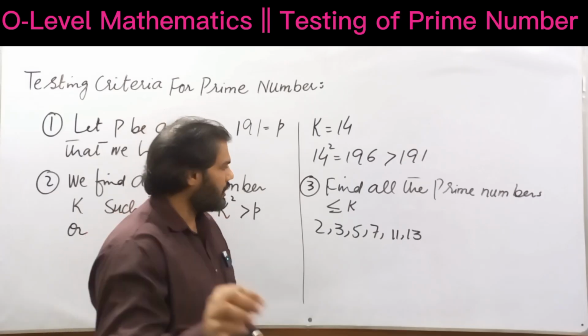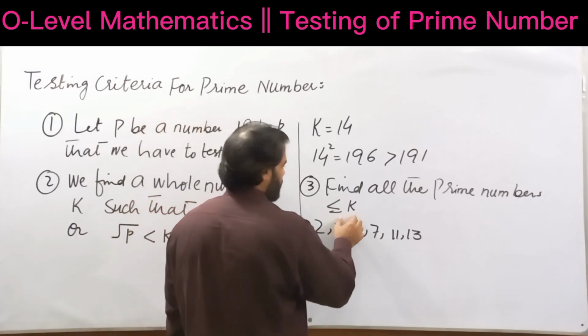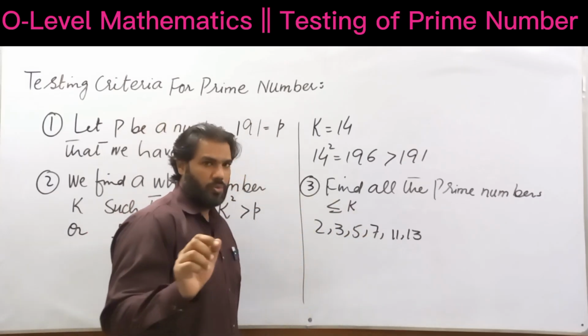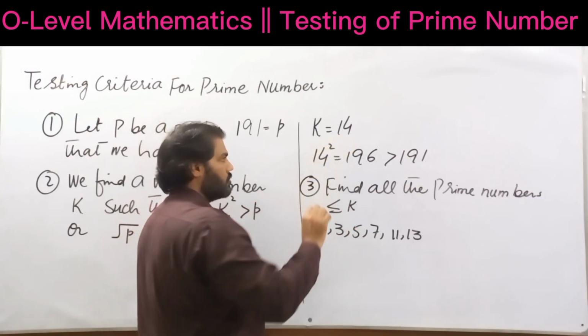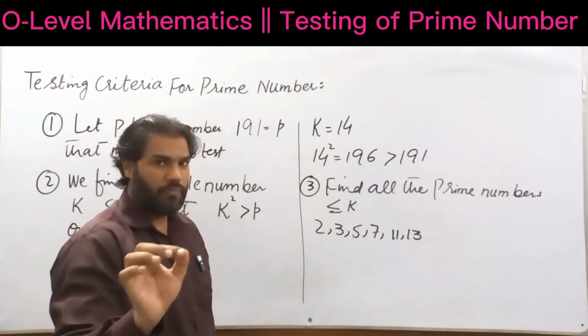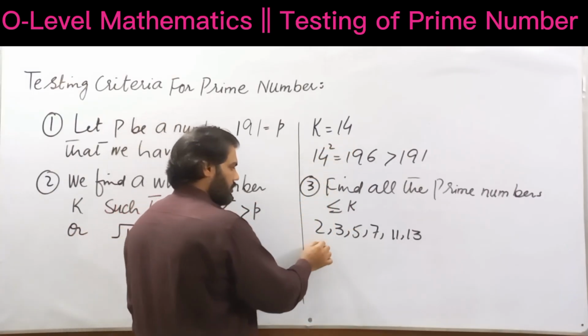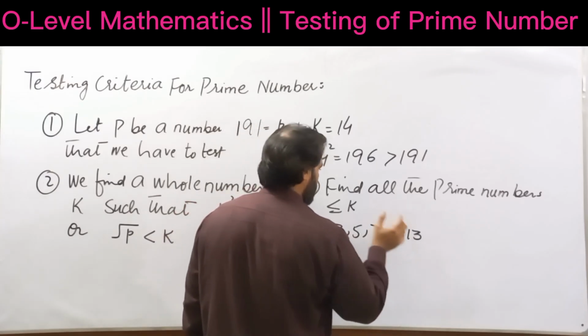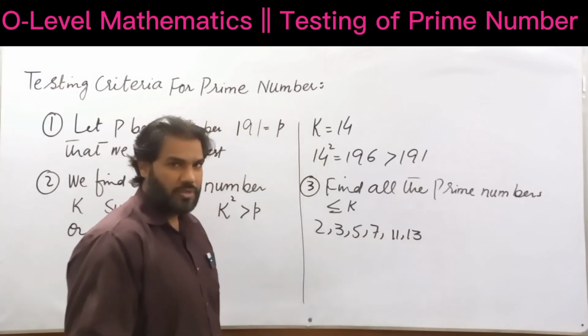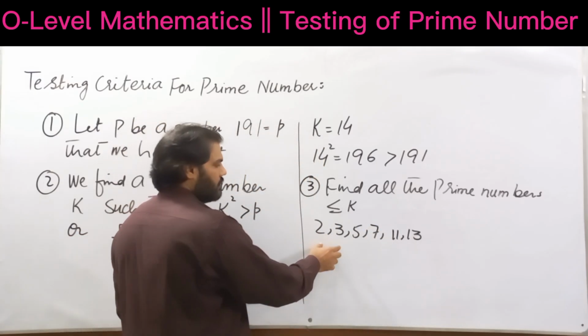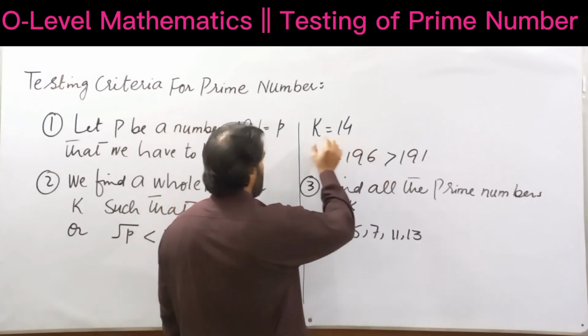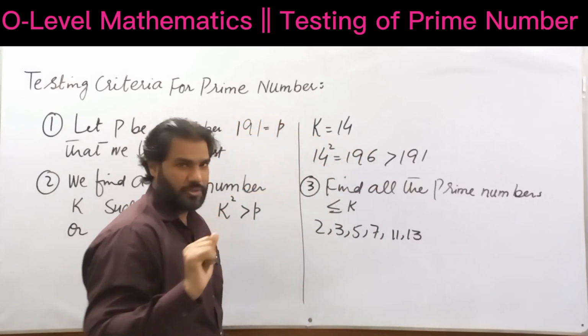Next we find all the prime numbers that are less than or equal to k. So our k is 14. So all the prime numbers up to 14 are 2, 3, 5, 7, 11, 13. Now we have to check whether any of these prime numbers divides our number 191 or not.